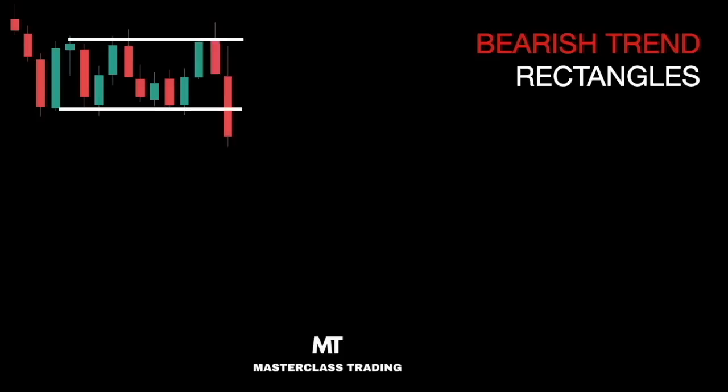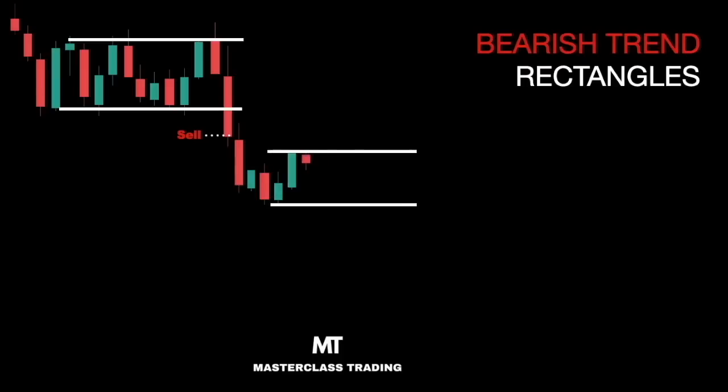The rectangle pattern is horizontal, and price fluctuates in a small consolidation range. Price is trapped between a support and resistance level, creating what is known as a rectangle continuation pattern. Once price breaks the rectangle to the downside, this is a signal to sell the asset for a continuation of the trend.